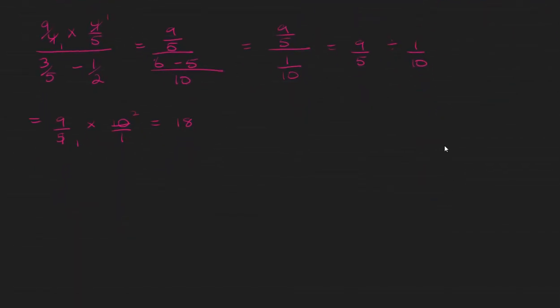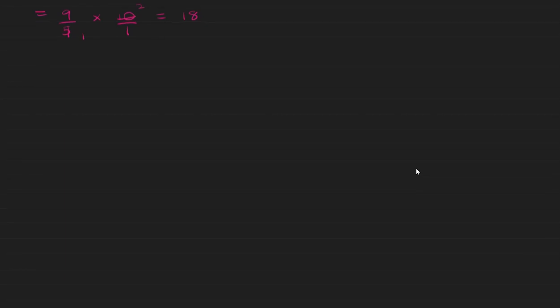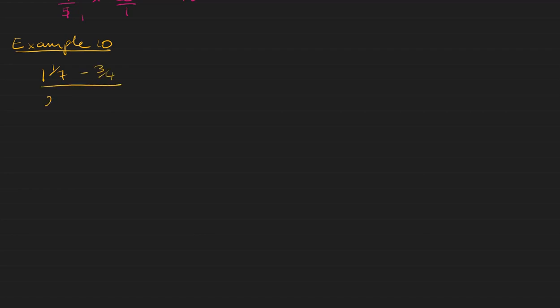I'm going to do 3 more questions, and what you can do is once I put the question up, you can pause the video, try and solve the question, and come back for the answer at the end. So example 10: 1 and 1 over 7 minus 3 over 4 all over 2.5 multiplied by 1 on 5.